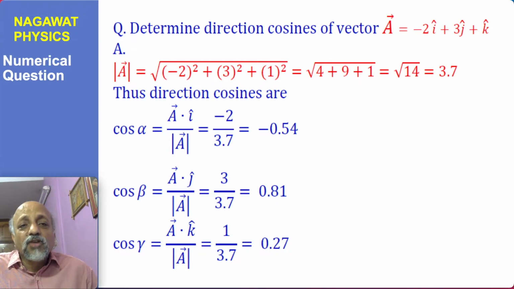In that situation, you can find the magnitude of A very easily, and that will be obtained by squaring each component and adding. So you get minus 2 whole square plus 3 whole square plus 1 square, and that turns out to be 14, because minus 2 square is 4, 3 square is 9 and 1 square is 1. So 4 plus 9 plus 1 is 14. Take the square root of that.